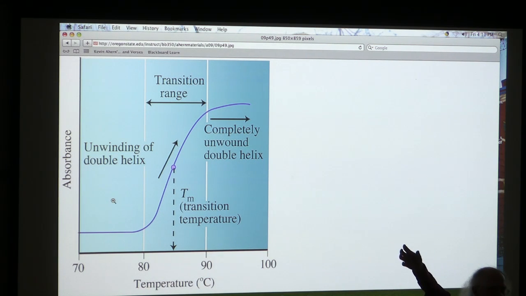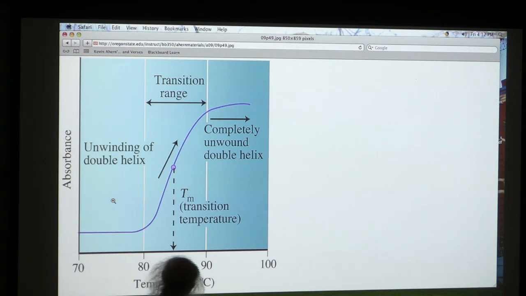If I take that duplex and I pull the strands apart, I have the same amount of DNA in there, but now the strands are apart instead of being together, the absorbance will go up. It's called the hyperchromic effect. The hyperchromic effect says that when you go from double-stranded to single-stranded, the absorbance goes up.